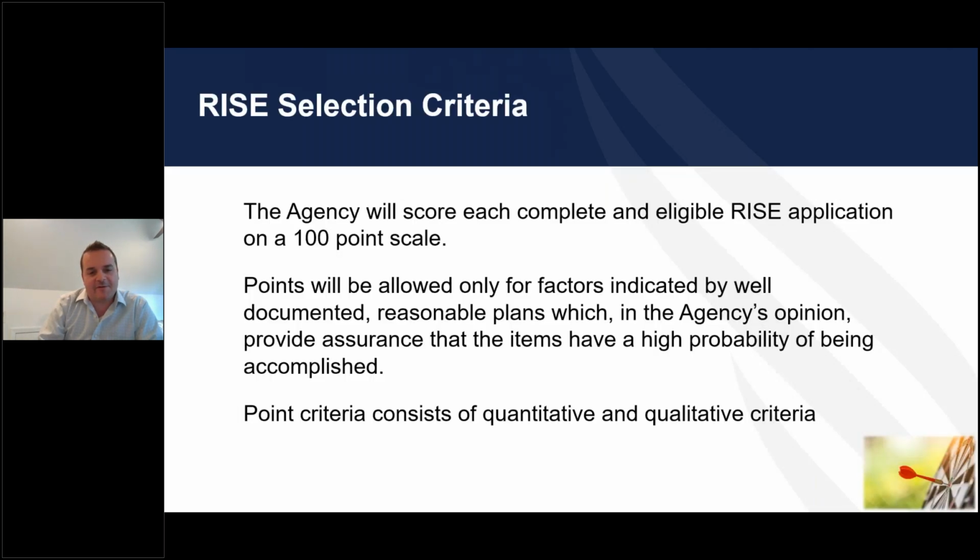So all that said, moving into selection criteria, we have a 100-point scale for each application, and points will be allowed for factors indicated by well-documented reasonable plans, which in the agency's opinion provide assurance that the items have a high probability of being accomplished. The point criteria consist of quantitative and qualitative criteria. These projects are complex, so it requires both quantitative and qualitative criteria when reviewing what we see as the best projects moving forward. Next slide, please.